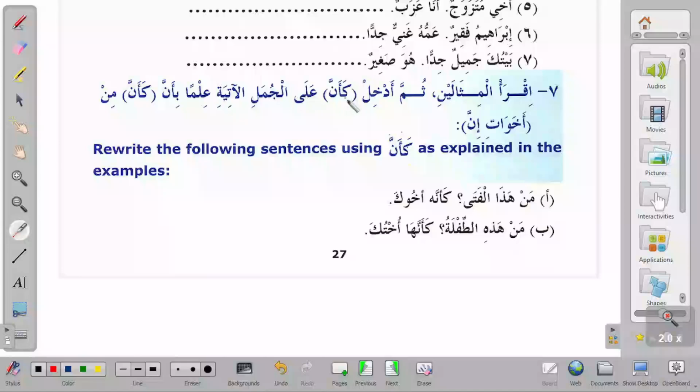But what is the meaning of ka'anna? Ka'anna means like. Okay, so ka'anna means like.